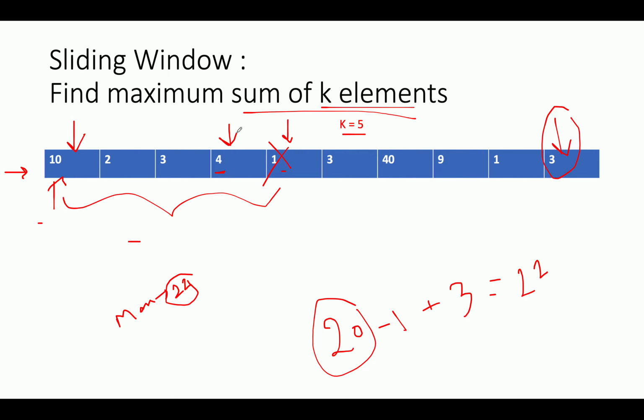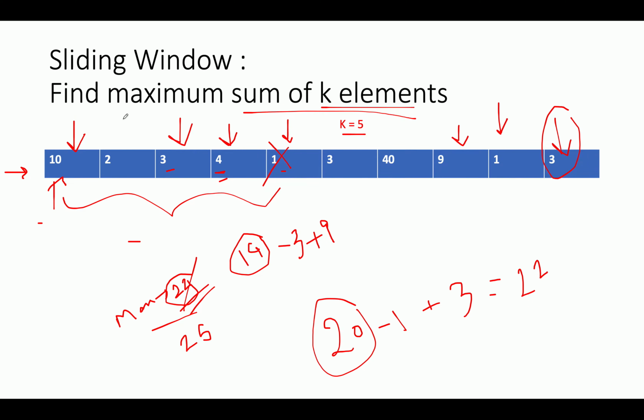Again, we will reduce the leftmost pointer and increment the rightmost pointer, and this time we will delete 4. So 22 minus 4 is 18, plus 1 is 19. 19 is less than 22, we'll ignore it, and the current sum gets updated to 19. Let's continue the process. Now we have 3, we will reduce 3 and add 9. So 19 minus 3 is 16, 16 plus 9 is 25, which is greater than our max value, so we'll update the max value to 25.